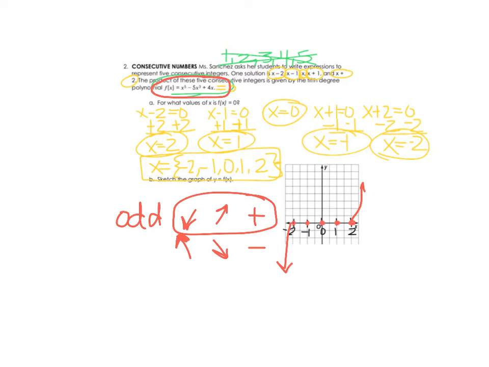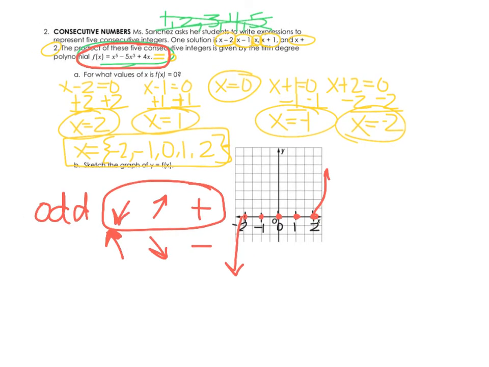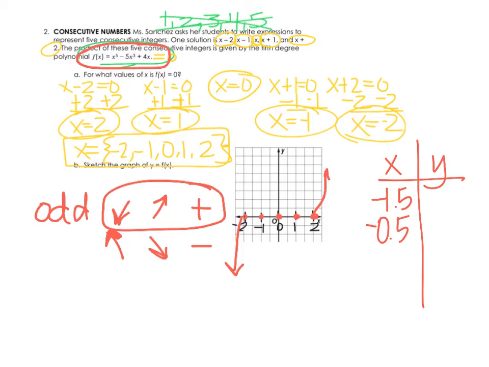But now we need to know what it's going to look like in between. So what we want to do is just figure out what are those in between points, all right? So we're going to make a table, and we want to know exactly how high and how low do our hills and valleys go. So we want to know, what does -1.5 look like? What does -0.5 look like? What does 0.5 look like? And what does 1.5 look like?